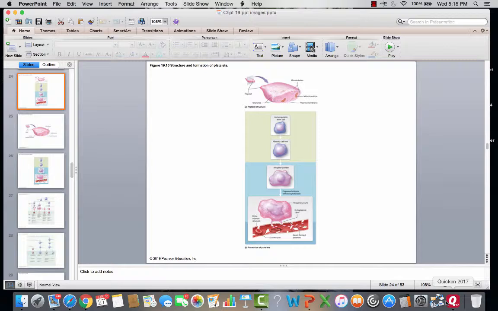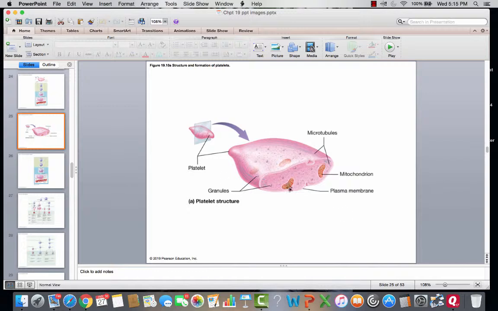What happens with platelets is the cell is so large, the megakaryocyte is so large, when it goes to squeeze into the circulatory system, it breaks apart. So what we have left behind is a fragment of a cell. And that's what they're trying to depict in this beginning portion of the diagram on page 735. So this is a cell fragment.